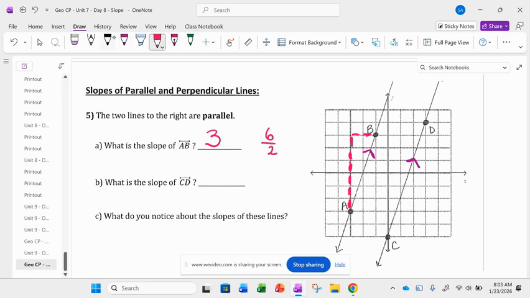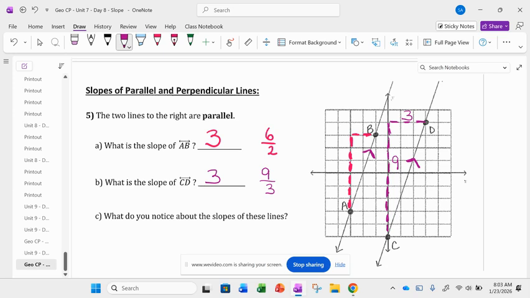Now let's find the slope of CD. To find the slope of CD, I'm going up 1, 2, 3, 4, 5, 6, 7, 8, 9, 10. Oh, sorry, that's not 10. I went one up too high. 9. So my rise is positive 9, and my run is a positive 3. So here my slope is 9 over 3. Well, what's 9 over 3? 3.